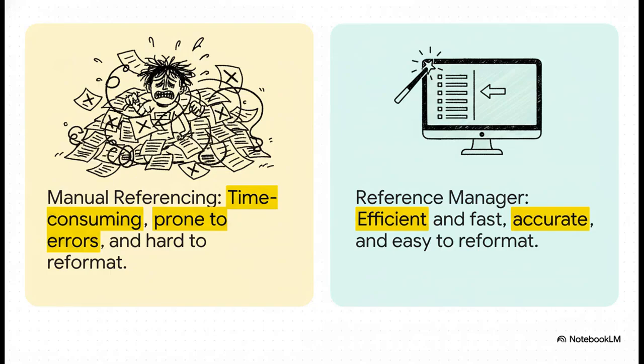This slide just lays it out perfectly. Trying to create a bibliography manually is so slow, it's a total magnet for errors. And oh man, if a journal rejects your paper and you have to reformat everything for a new one, it's a complete nightmare. A reference manager, and there are great free ones like Zotero or Mendeley, automates the whole thing. It makes sure everything is accurate and lets you switch citation styles with a single click. Honestly, it's a non-negotiable tool for any modern researcher.